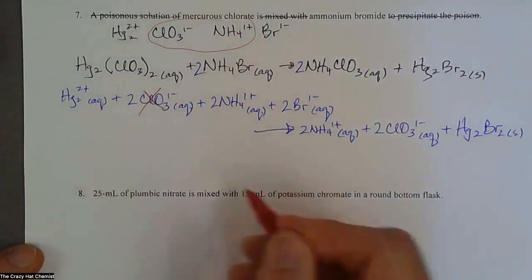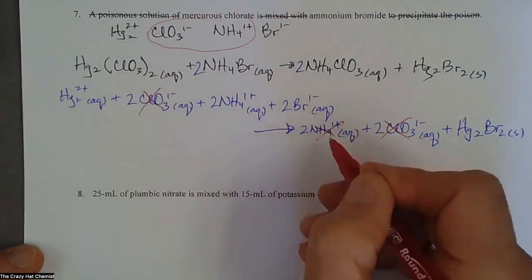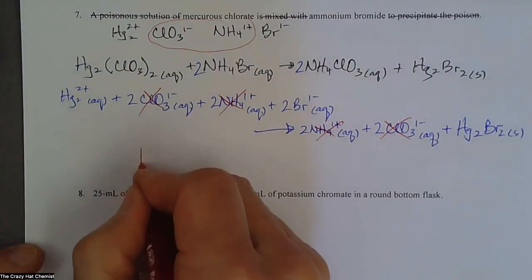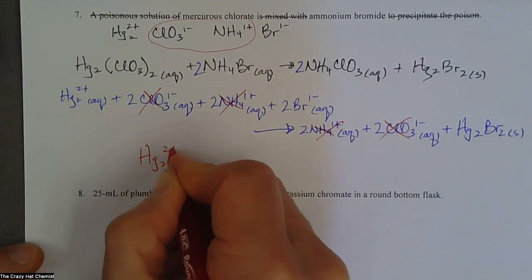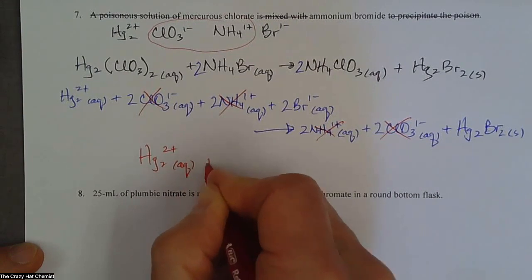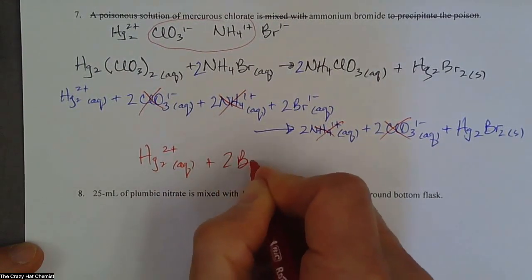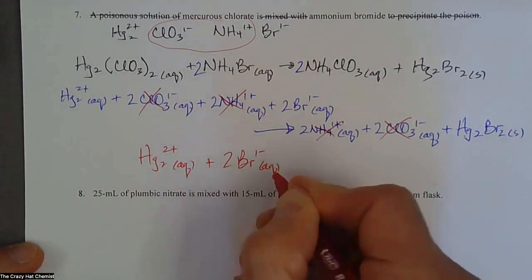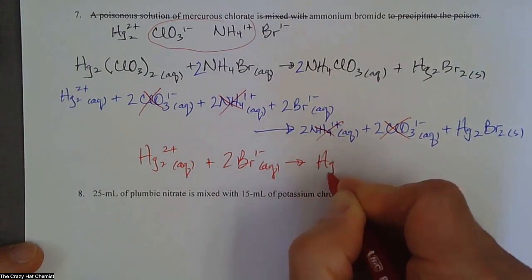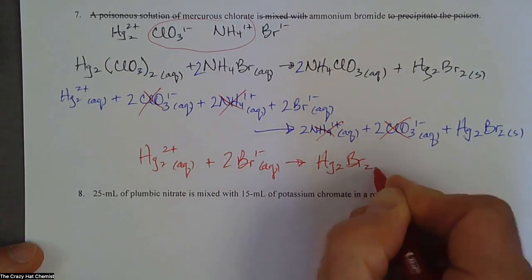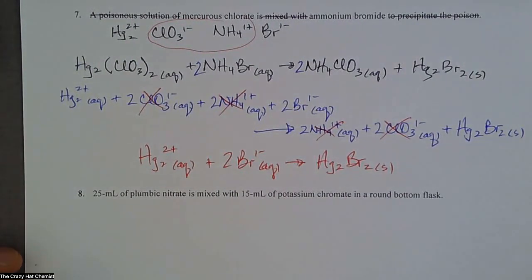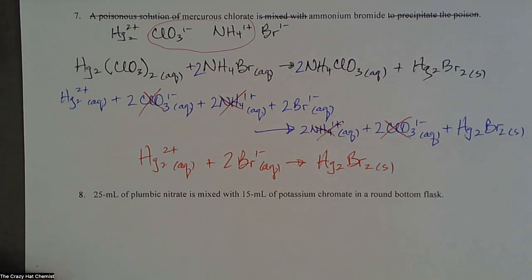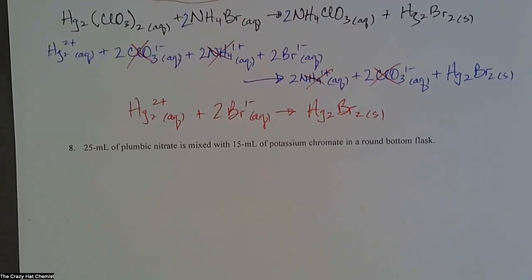I'm going to cancel out my common ions of chlorate and ammonium ion. And then I'm going to have Hg2 2+ aqueous, plus 2Br 1- aqueous, giving me Hg2Br2, and that's my insoluble precipitate, my net ionic equation. Oh yeah, baby, looking good. All right. So we're going to move this on up here, and we're going to do number 8.